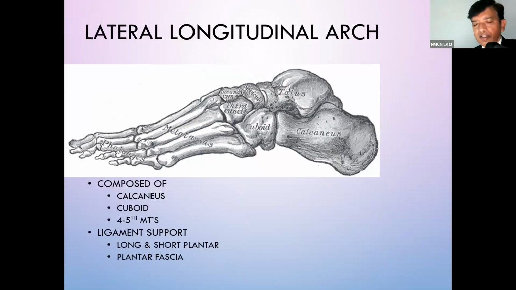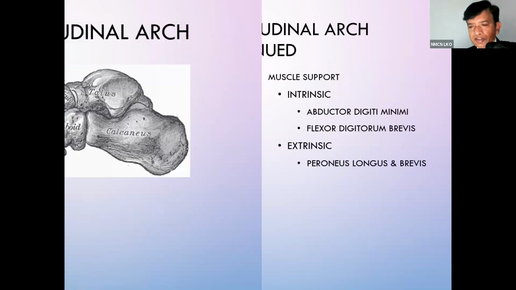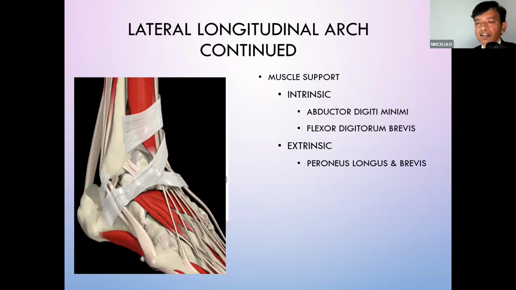Then the lateral longitudinal arch is formed by the calcaneum, cuboid, and metatarsals. So all these form the lateral longitudinal arch. And it is supported by the intrinsic and extrinsic muscles. The intrinsic muscles are abductor digiti minimi and flexor digitorum brevis. And the extrinsic muscles are the peroneal muscles. These peroneal muscles have tendons going from the lateral side and attached to the head of the fifth metatarsal.